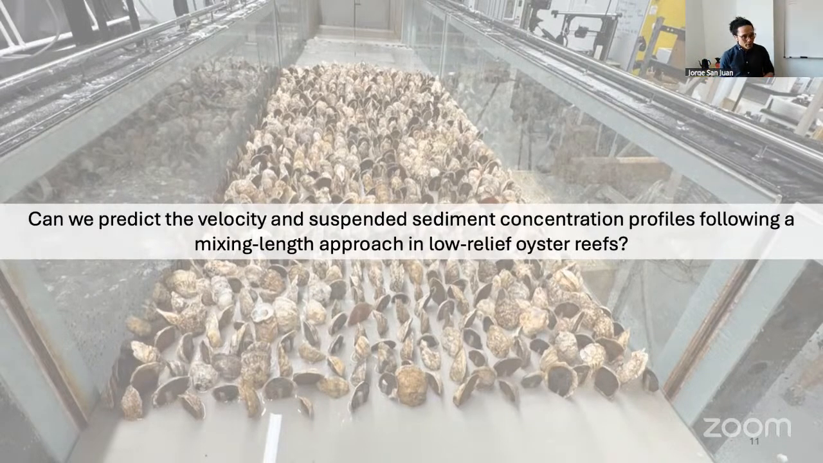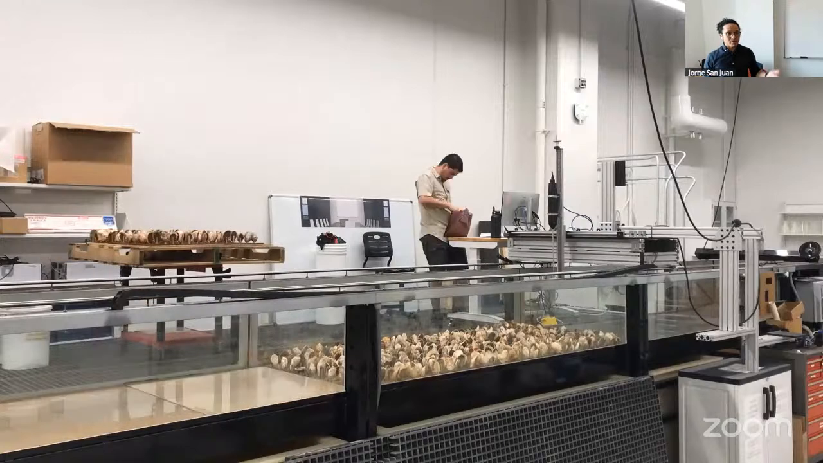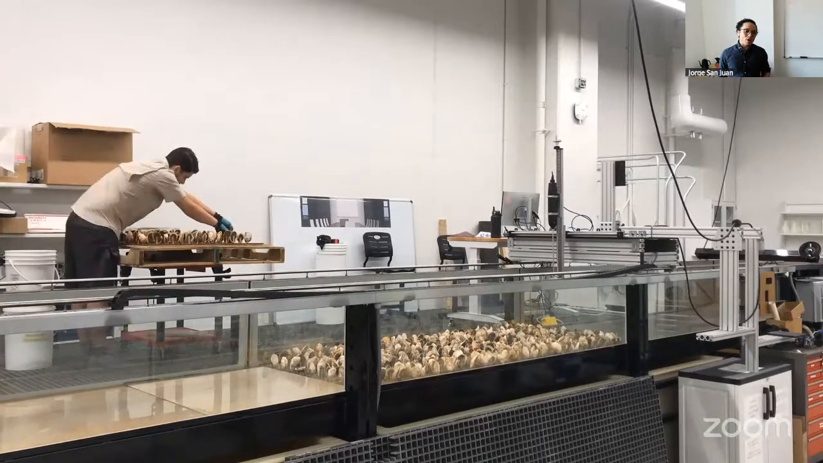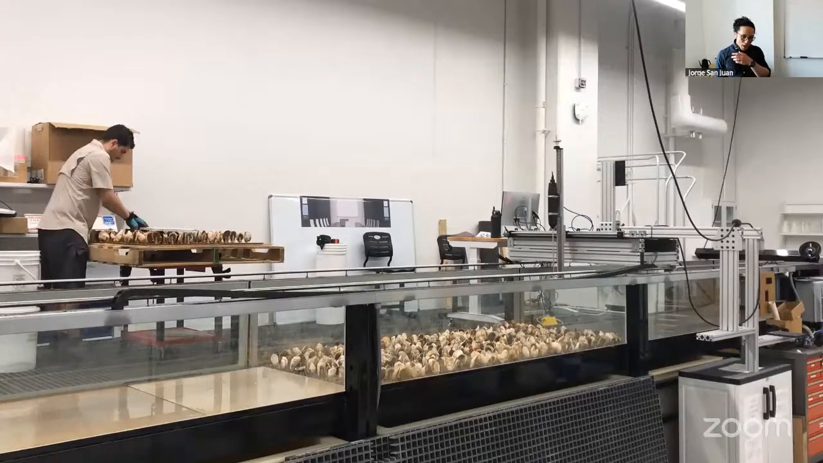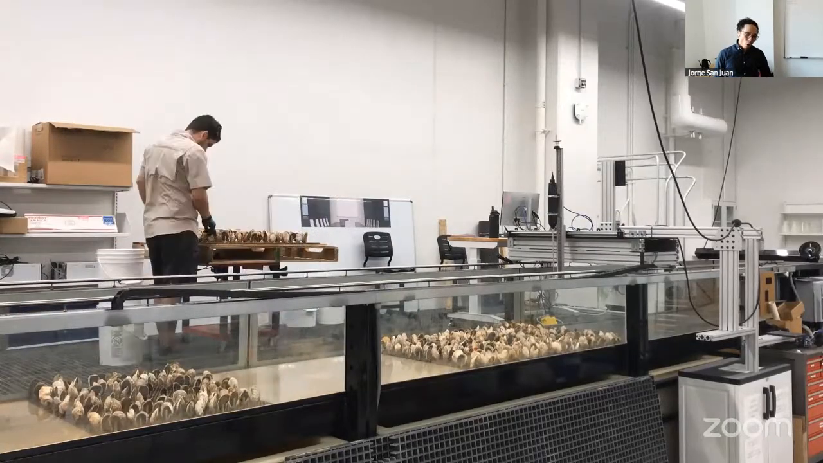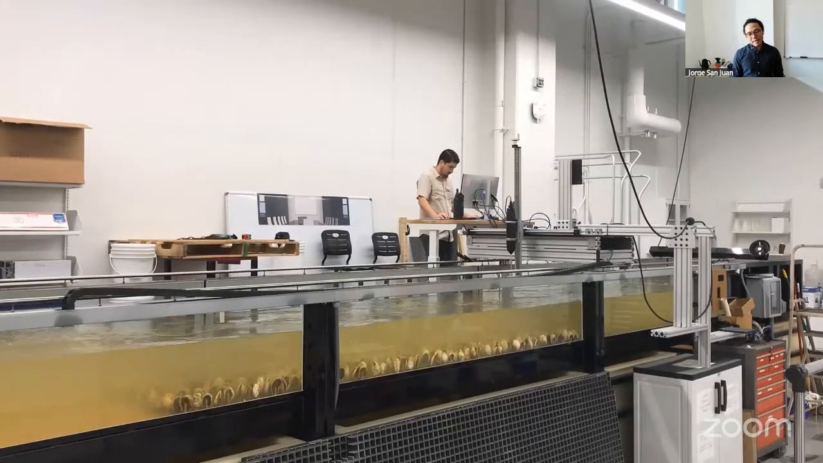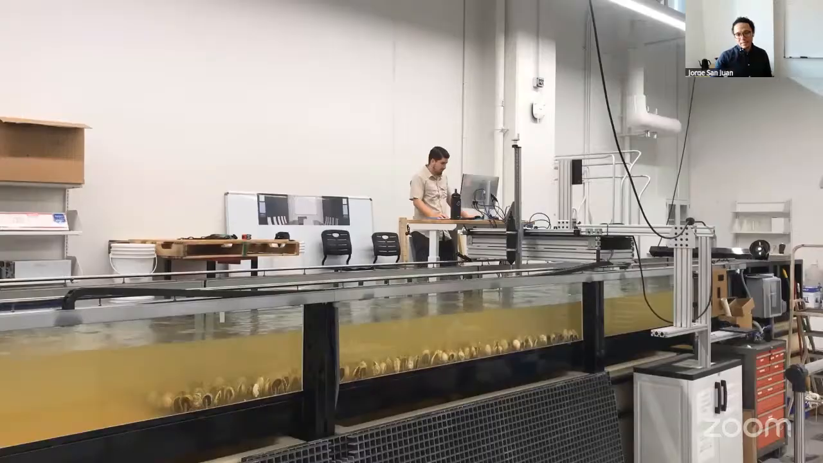So our question is, can we, given this theoretical framework, apply it to get a prediction for velocity profile in a flow that is not necessarily logarithmic? And also, given that the mixing length is also the base for the Rouse distribution of concentration, can it be extended into that estimation of a concentration? So what we did is that we went to the lab, and I say we as a royal we, because I did not go there. What you see in this video is my PhD student, Javier, preparing the oyster reefs, the oysters, setting up in the flume and taking measurements.